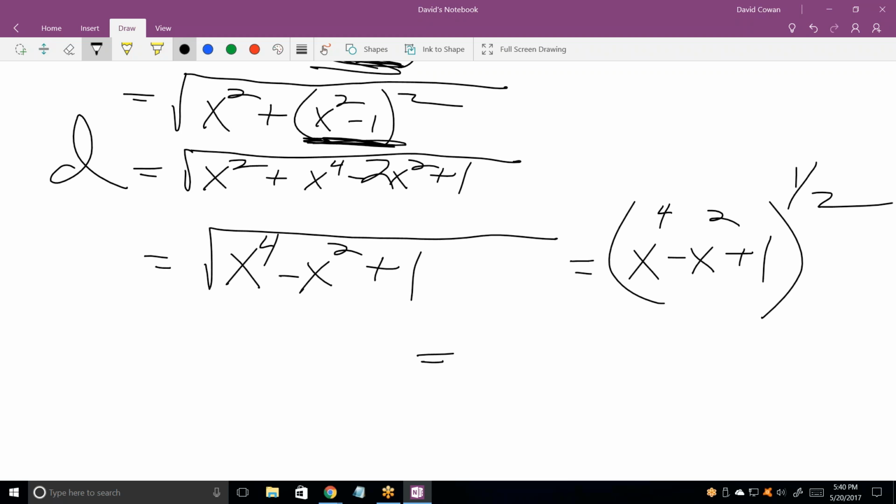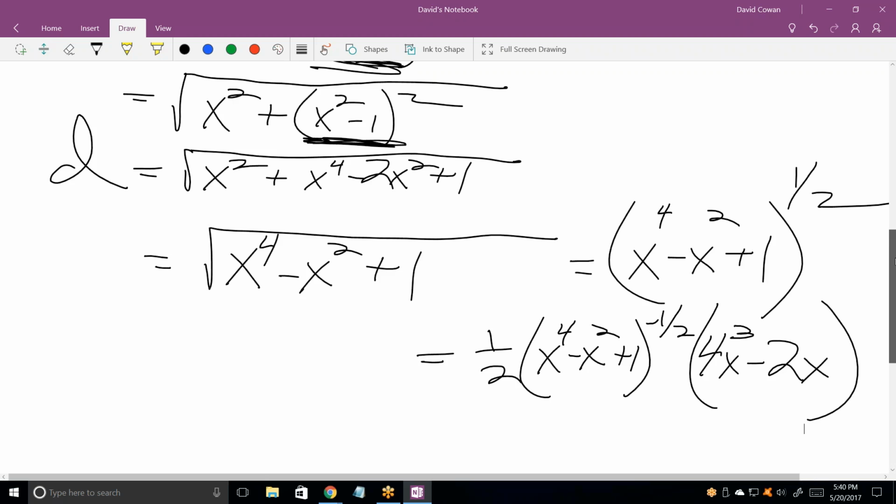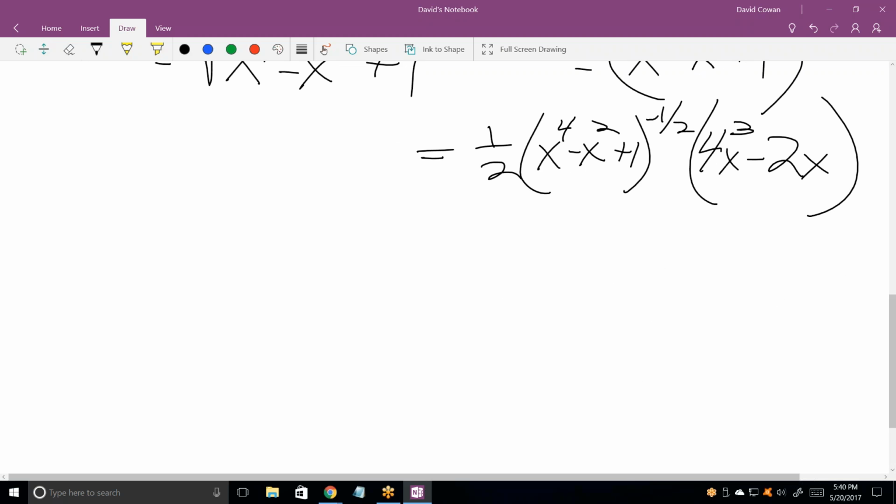It's the derivative of the outside: 1/2 times x to the 4th minus x squared plus 1, to the negative 1/2. Times the derivative of the inside: 4x cubed minus 2x. Now, since one of them has a negative exponent, we're going to put it in the denominator. We're going to leave the other in the numerator.